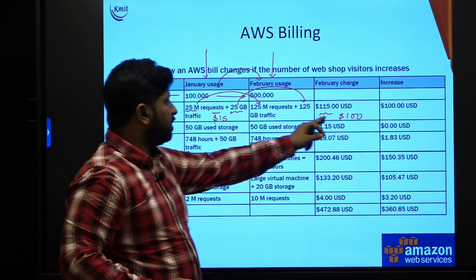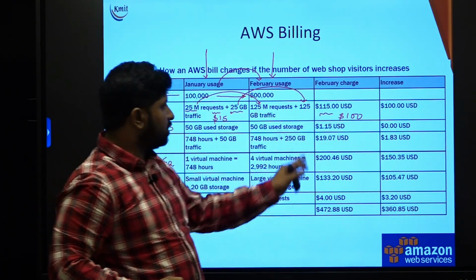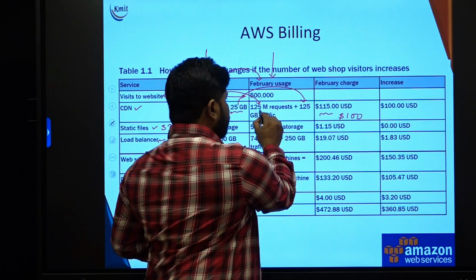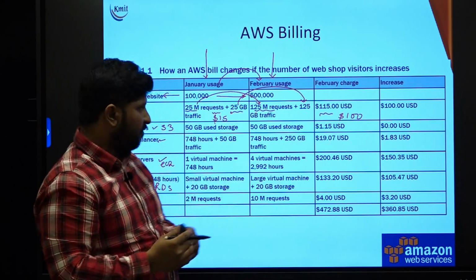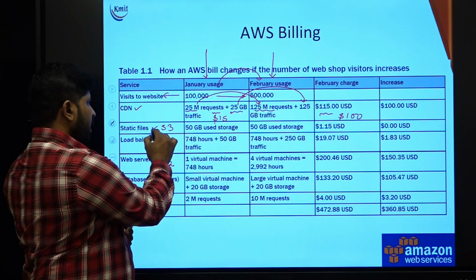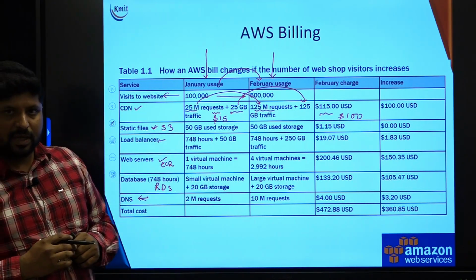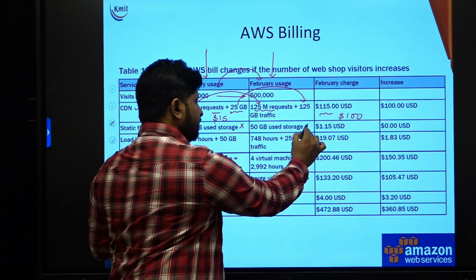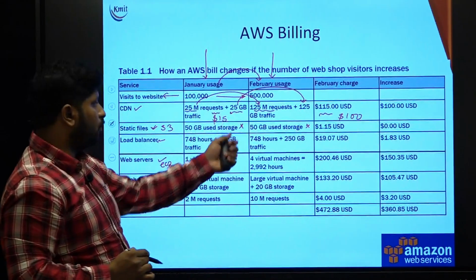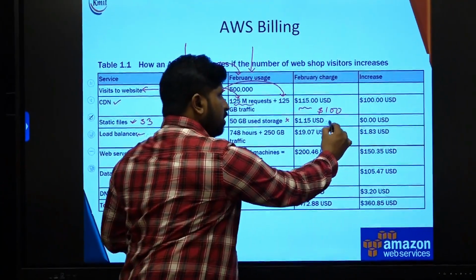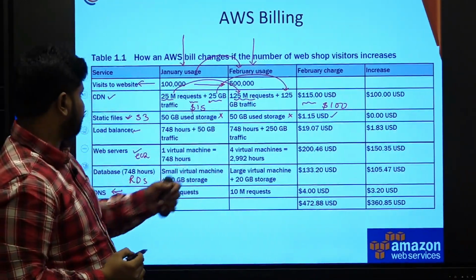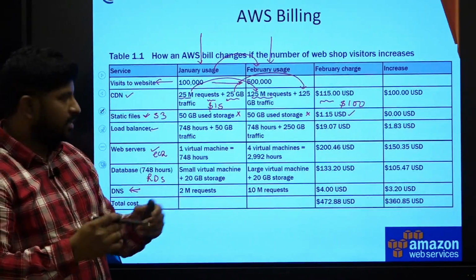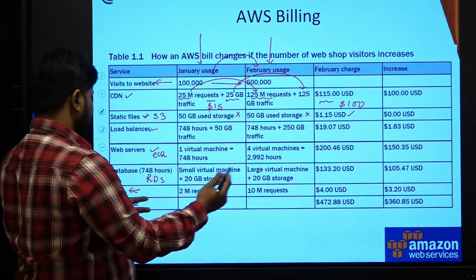From $15 it has increased to $115. The difference of pay is $100. They are going to charge you based on how many requests or what is the traffic. At the same time, if you are focusing on the static files, those are not going to be changed. There is no change in the S3 bucket usage. So there is no change in the February charge. $0 has been changed because there is no change in the static file occupation or capacity.